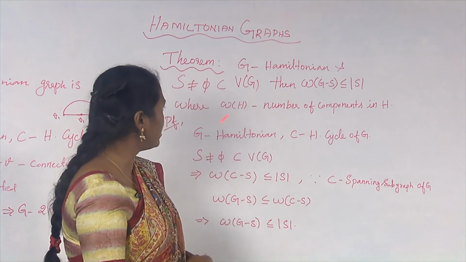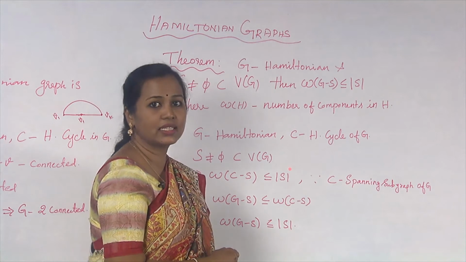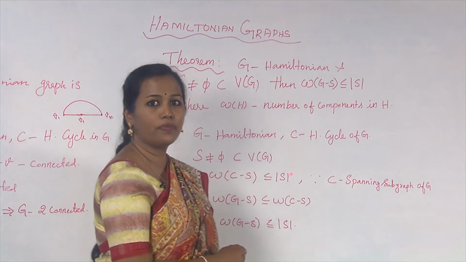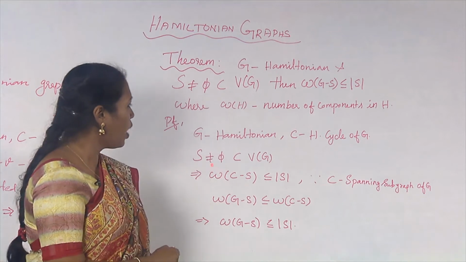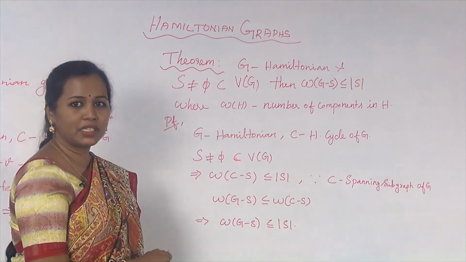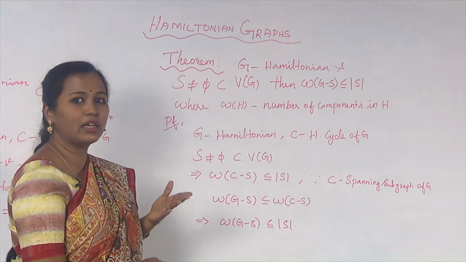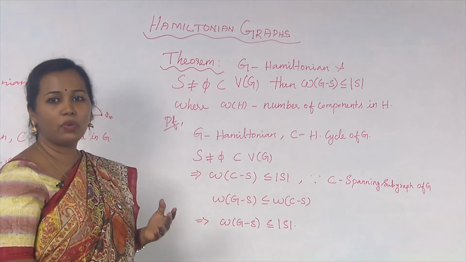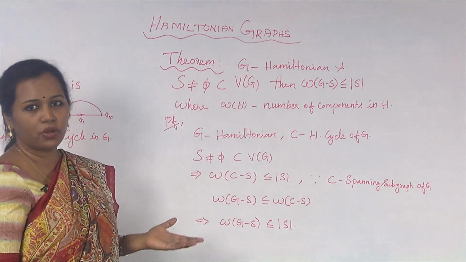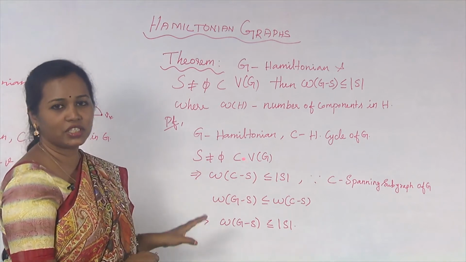To prove this, G is Hamiltonian, which means that C is the Hamiltonian cycle of G. Now you have taken a non-empty subset of the vertex set of G. The subset might contain some vertices. We don't know how many vertices there are. It can be 1 or 2 or 10, we don't know. But we can assume that it is non-empty. That is the basic definition you have here.